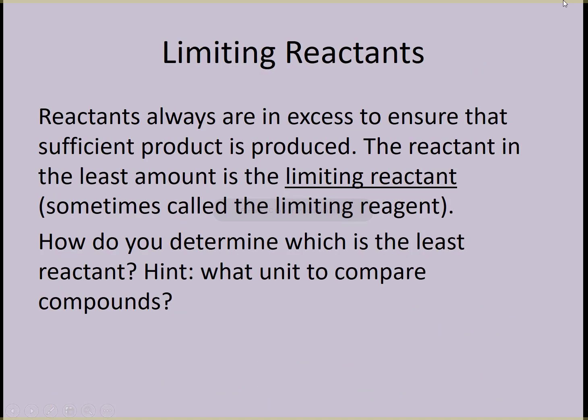Limiting reactants. Reactants are always in excess to ensure that sufficient product is produced. If you have 2 reactants, there will always be one that runs out before the other one. The one that runs out first, that is called the limiting reactant. I am limited in the amount of product that I can make by that limiting reactant. So how do we determine which is the least in the reactant? And the answer to that is we need to convert to moles.